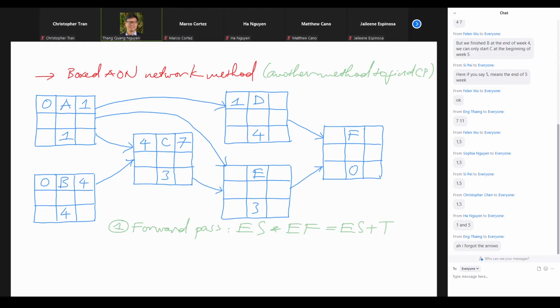So again, those are the points in time. D takes 4 weeks, so we take 1 plus 4, then we have the end of the 5th week, right? That's the end of the 5th week. Remember, last time we did the Gantt chart. When we say 1, it is the end of the 1st week. When we say 2, it is the end of the 2nd week, right? And here, if we say 5, it is the end of the 5th week.